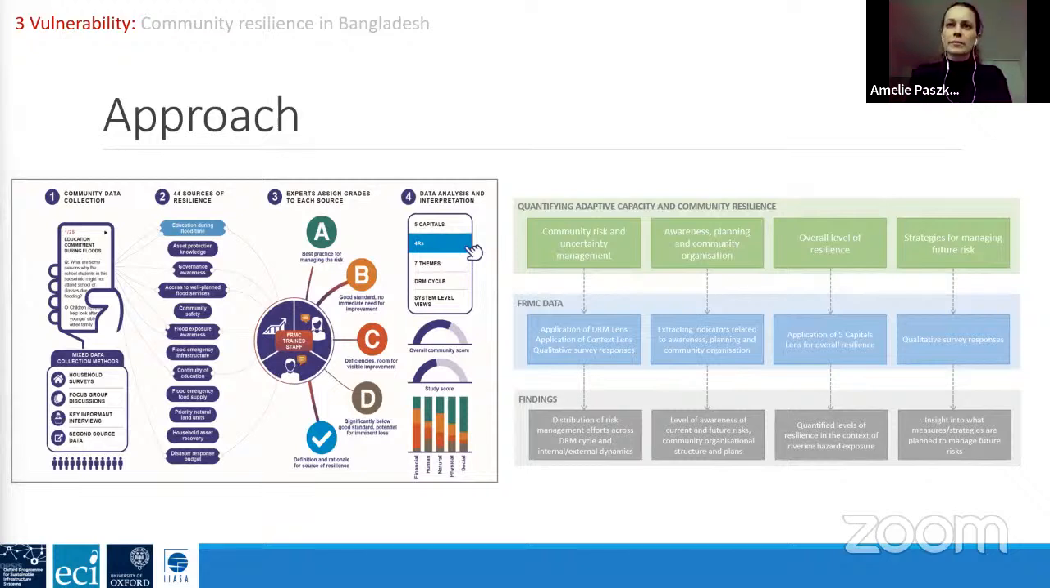So in order to quantify the overall level of resilience for each community, we are applying the five capitals analytical lens, which includes human, social, physical, natural, and financial capitals. By applying this analytical lens, this tells us how the communities distribute their efforts in order to enhance their resilience. And for looking at the ways that they manage their future risk, we just use qualitative data extracted from household surveys and bring together key themes across the different communities.